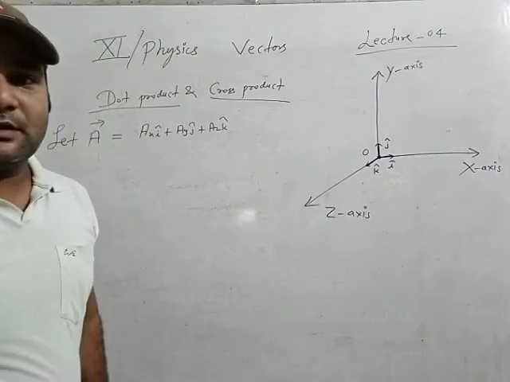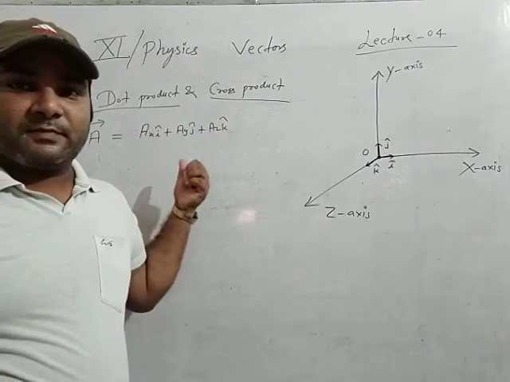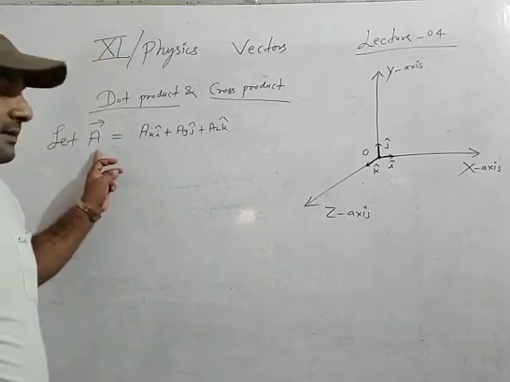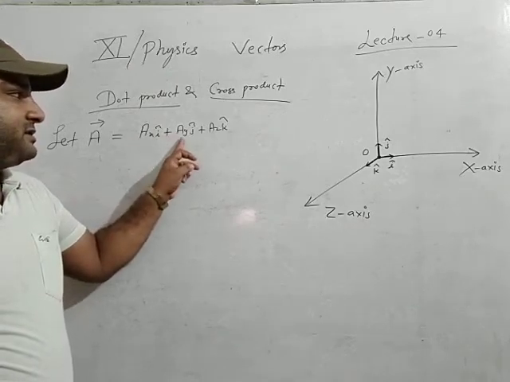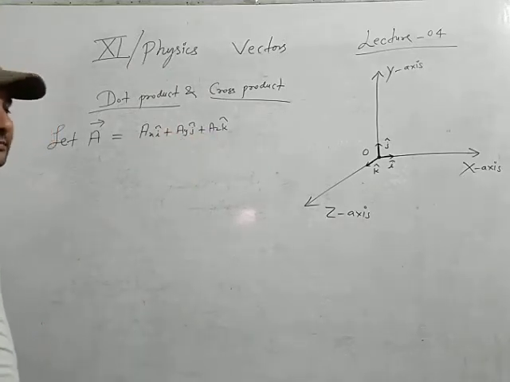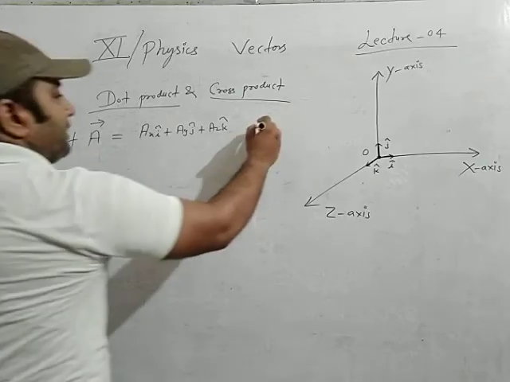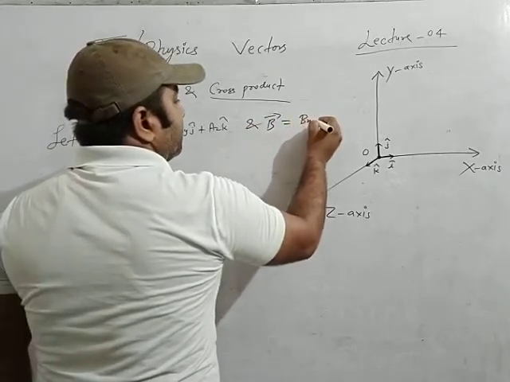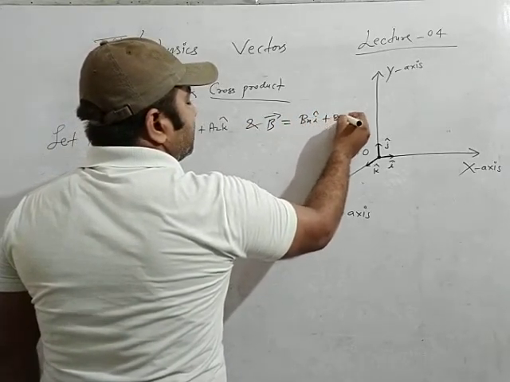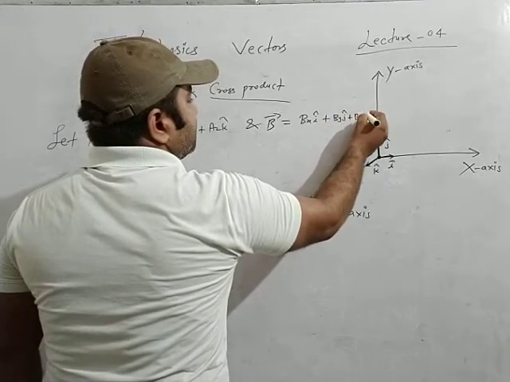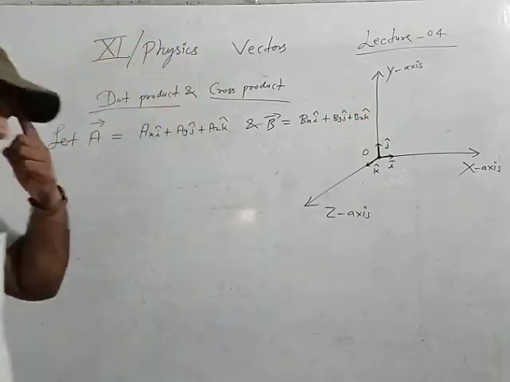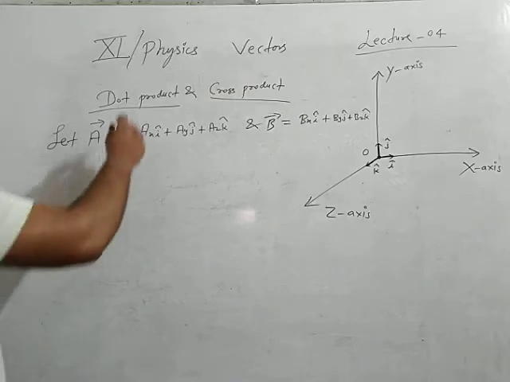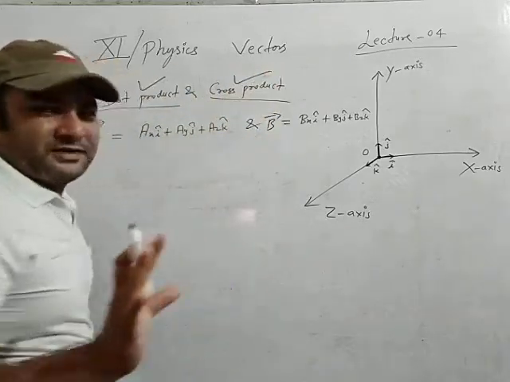Then the representation of a physical quantity, whenever it has direction and magnitude both, is the concept of a vector. And here vector A is axi plus ayj plus azk, and vector B is equal to bxi plus byj plus bzk. Clear? When the representation of vectors A and B is clear, then numericals based on either dot product or cross product will be very easy.